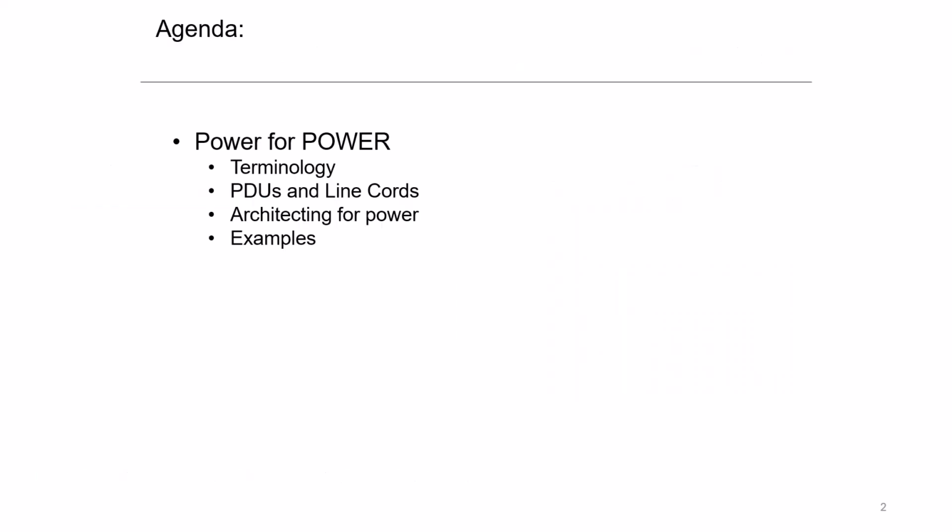This presentation is broken down into several different areas. We'll start off with talking about a little bit of terminology. Then we'll talk about PDUs or power distribution units and line cords, which are the actual cords that bring the power into the PDU. And then we'll discuss what you need to think about when you're architecting for power, and we'll go over a few examples.